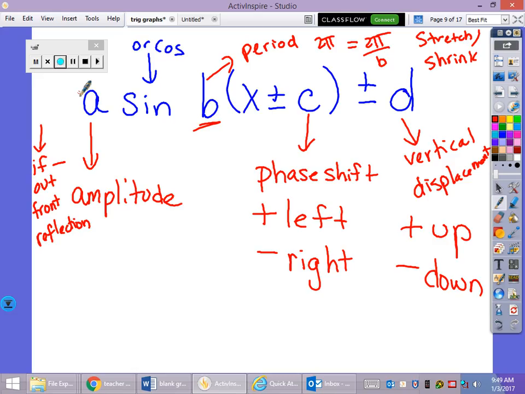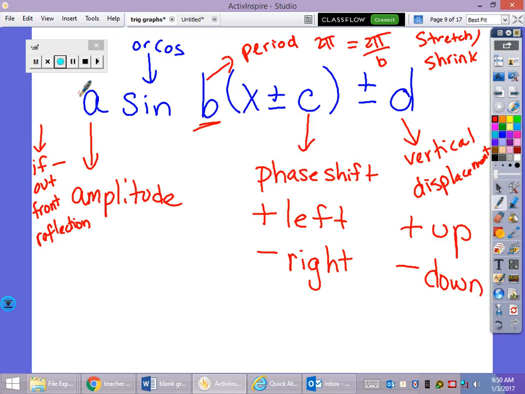X is a variable. Okay? Are we good? The period is 2 pi over B. So if there is no B, the period is a normal unit circle. It's 2 pi, which we love. And we're going to get into what we do when it's not. B stretches or shrinks the width. The amp stretches or shrinks the height. So this is my vertical stretch, and this is my horizontal stretch.